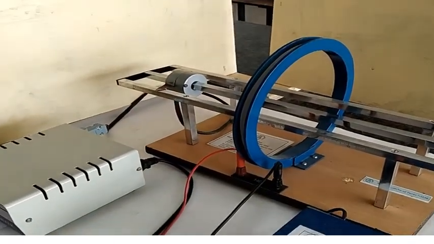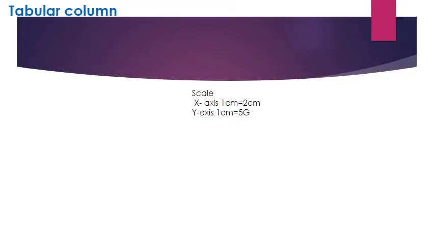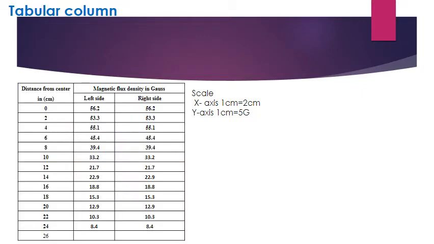I can show you now what the tabular column looks like. Upon entering all the values in the given tabular column, you can see the distance from the center in centimeters: 0, 2, 4, 6 centimeters, likewise till 24 centimeters from the center. We have measured the magnetic flux density in terms of Gauss on the left side and right side both. You can see at the center there is the maximum magnetic field that is generated. If you move away from the center, it gradually decreases.